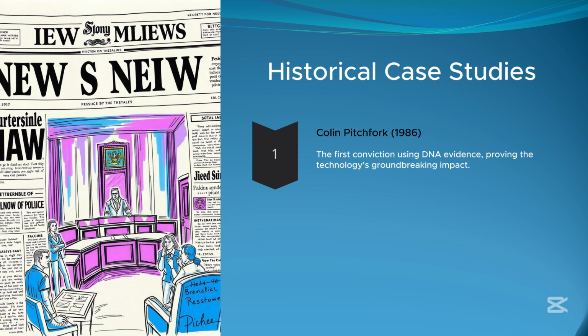Police then launched a mass DNA screening of over 5,000 local men. Pitchfork evaded testing by persuading a co-worker to submit a sample on his behalf, but the deception was uncovered, leading to his arrest in 1987. His DNA profile matched the crime scene evidence, securing his 1988 conviction and life sentence.